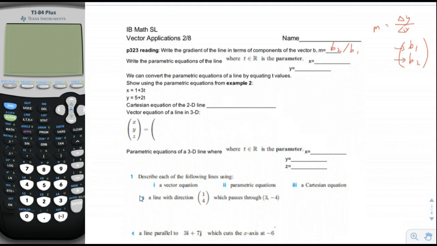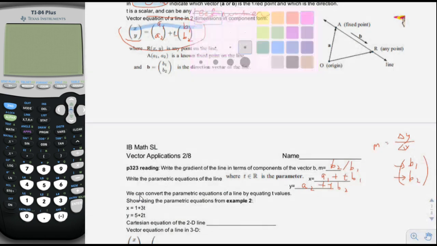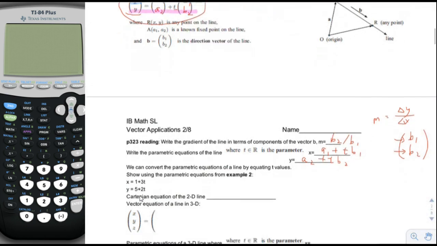Write the parametric equation of the line where t is a real number, where t is the parameter. So it would be x equals a1, the starting coordinate, plus t times the x component of the b direction, okay? And then y would be a2 plus t b2. And this is just following what we just did on the previous page, remember? The top equation is x equals a1 plus t b1, and the bottom one is y equals a2 plus t b2, and that's exactly what we wrote down here.